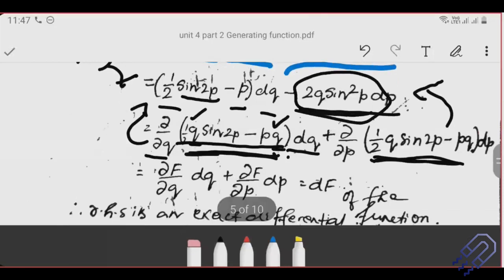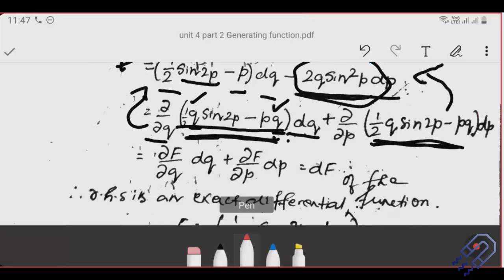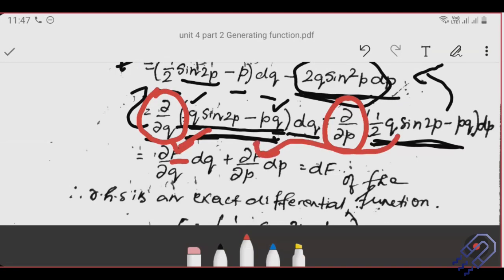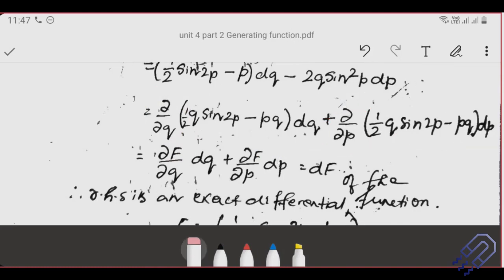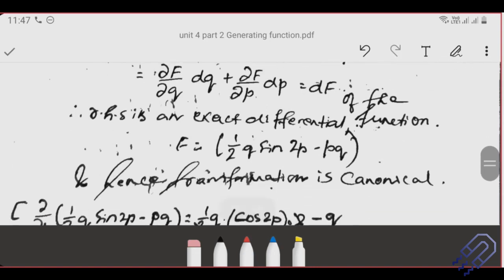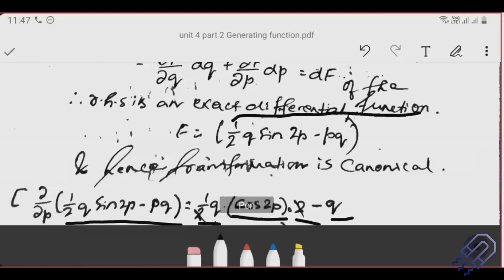So that means, understand this logic, it is important. Whether you differentiate the function with respect to q or with respect to p, the function that is there is the same. In both cases, this is the function. This is called the idea of exact differential. So you see, this is an exact differential. And if this is an exact differential, it means that this is a canonical transformation. We can say that this function, which we have derived from the given form of capital Q and capital P, makes this transformation canonical. This is canonical transformation.